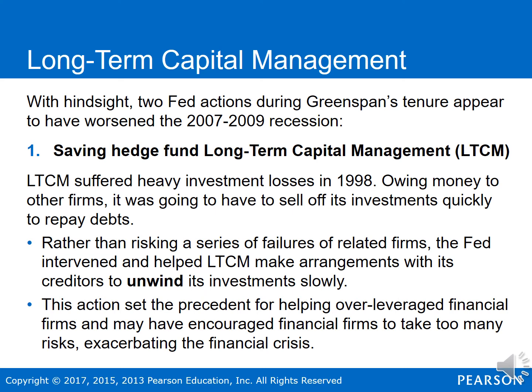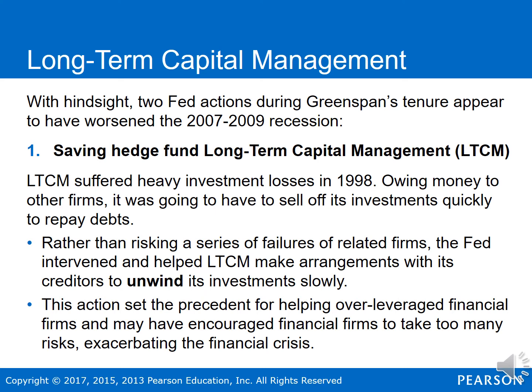When the value of their assets falls substantially, this puts them at risk of not being able to get new lenders. It makes it difficult for them to pay back the people withdrawing from their accounts, or the banks they borrow money from to keep their operations going. So Greenspan, rather than risk letting a series of related firms fail, used the Federal Reserve to intervene and help Long-Term Capital Management make arrangements with their creditors, basically to unwind their investments slowly. That gave him time to prevent other firms from suffering a run.